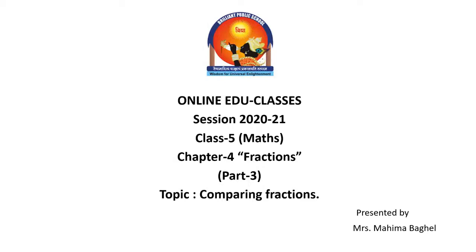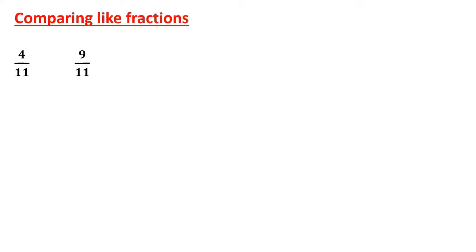Today in chapter number 4, Fractions, we are going to study the topic comparing fractions. You can see here, children, first of all, comparing like fractions. We have two fractions, 4 by 11 and 9 by 11. The denominators are the same, that is 11, which means they are like fractions.